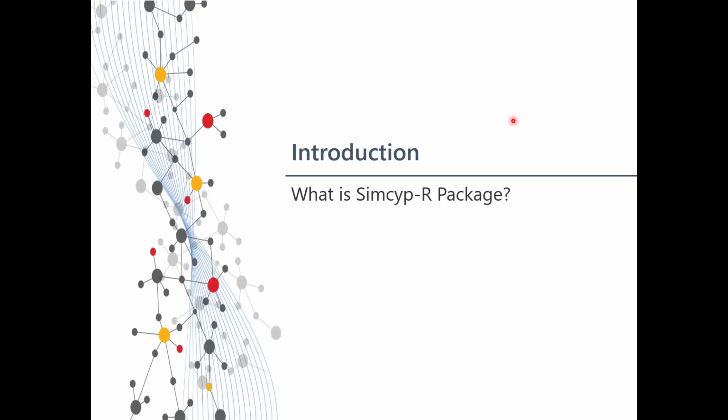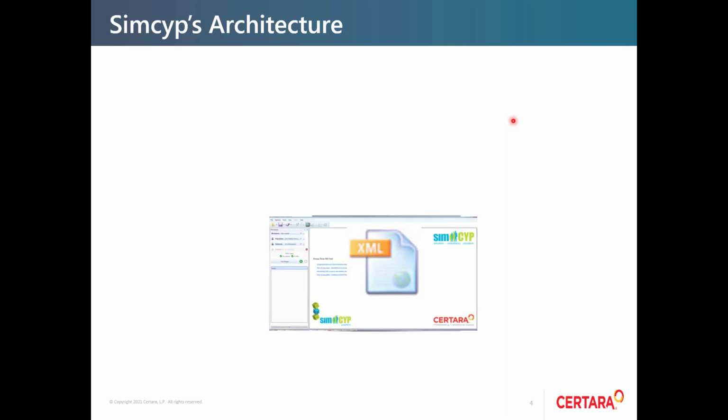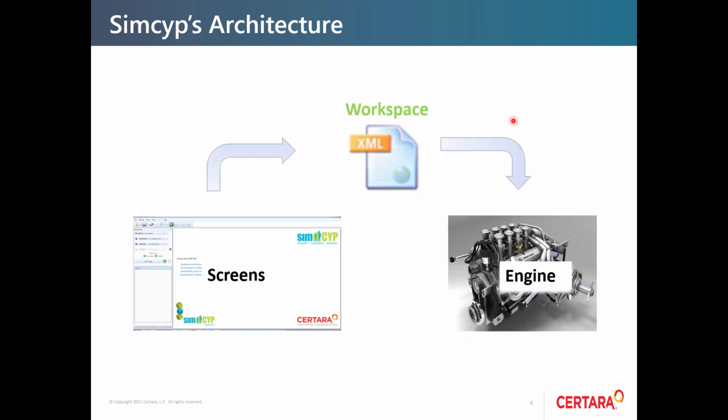So what is the Simcyp-R package? To have an understanding of what the package is, it's also important that we know and understand the Simcyp architecture. Simcyp is made up of three different components. The first is a screen, which you use to build your PBPK model. Then once you're happy, you can then save your model to a workspace. And then finally, to make your model predictions, we use the engine to run the simulation.